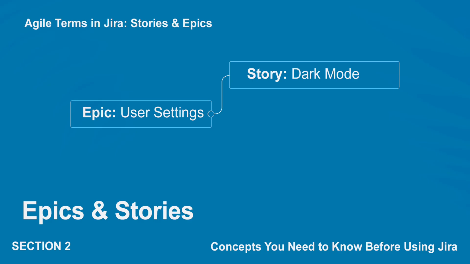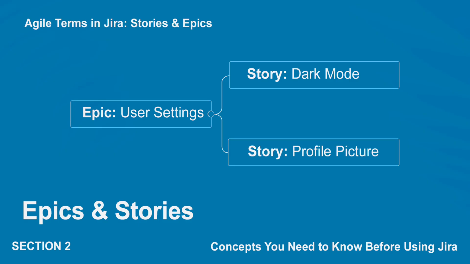It's not like dark mode is the entirety of the website. So maybe that story is something that goes into an overall epic for the user settings that we'll build for our web app. And then we can have similar user stories under that epic for things like the settings, right? So like maybe allowing the users to customize their profile picture.